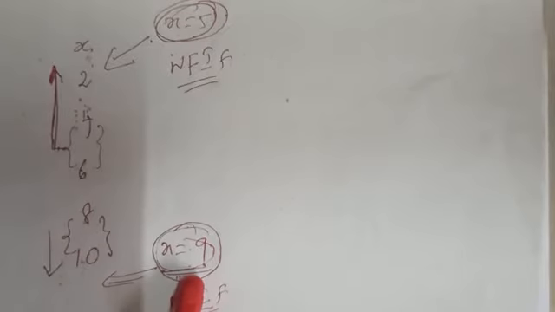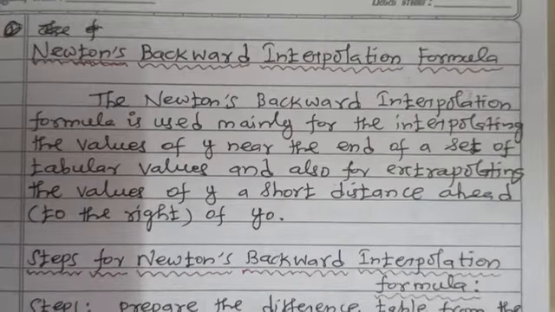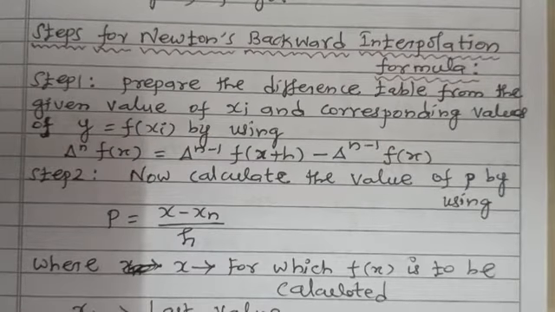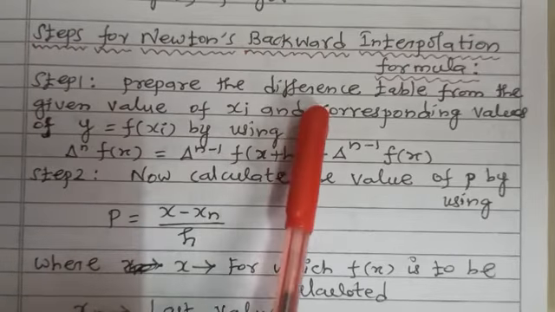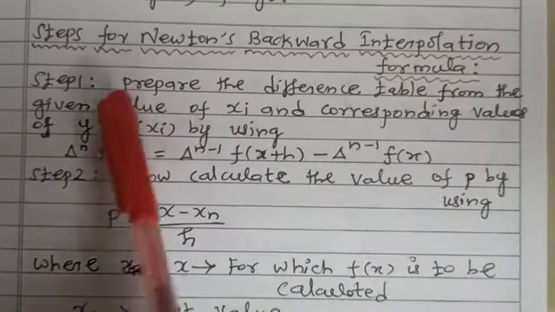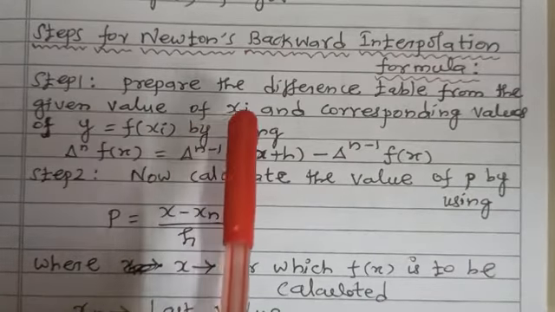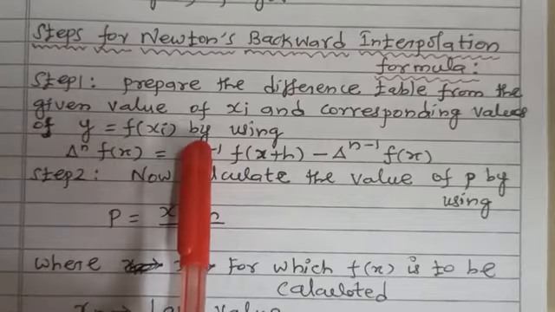At that time we can use Newton's backward interpolation formula. In Newton's backward interpolation formula also there are 3 steps. Step 1, we have to prepare the difference table from the given value of X and the corresponding value of Y.